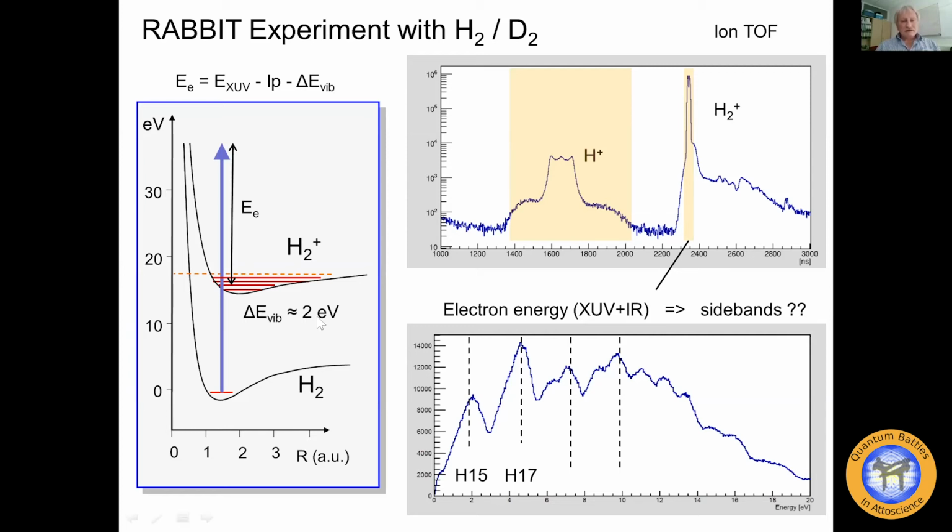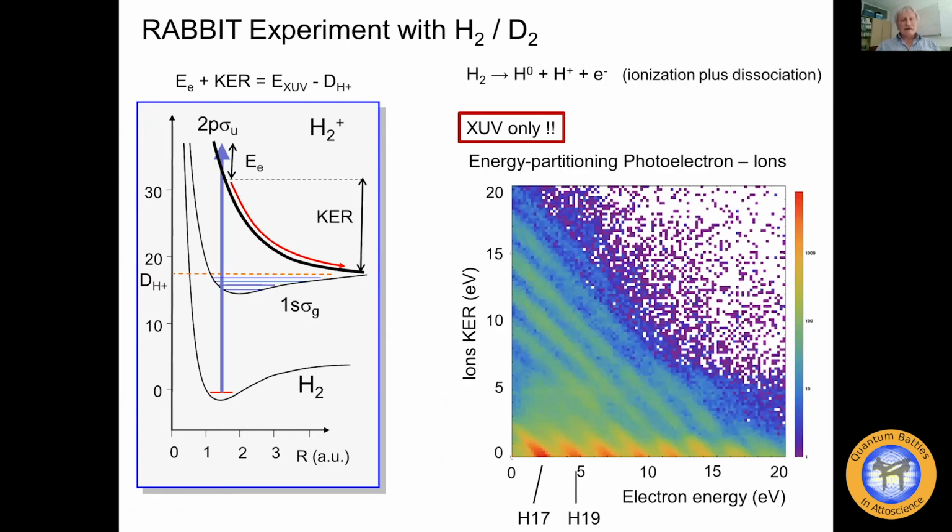This vibrational excitation can lead to a broadening in the order of 2 eV. That's just the distance between the harmonics here. So this broadening smears out everything. So what to do? There's a much easier concept. Let's look for another channel, for a more well-defined channel from the kinematic side. So we look for ionization plus dissociation.